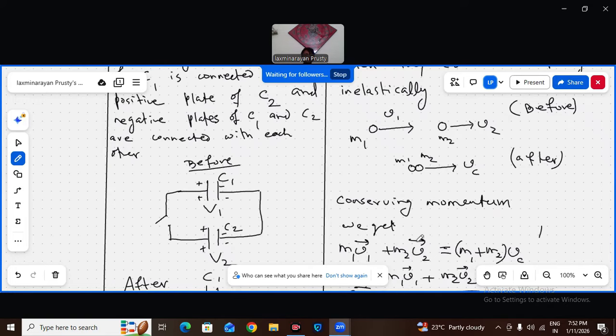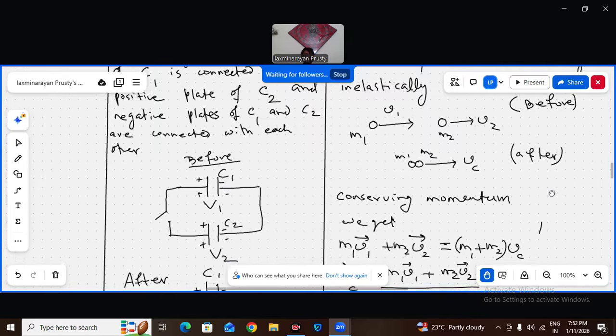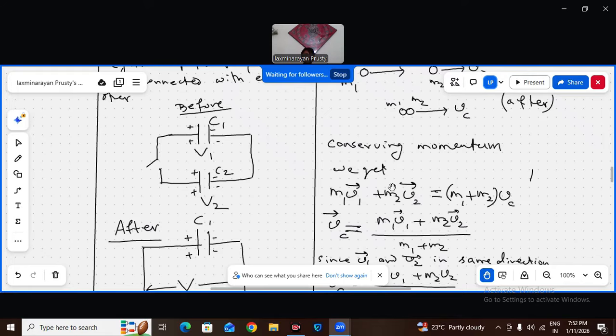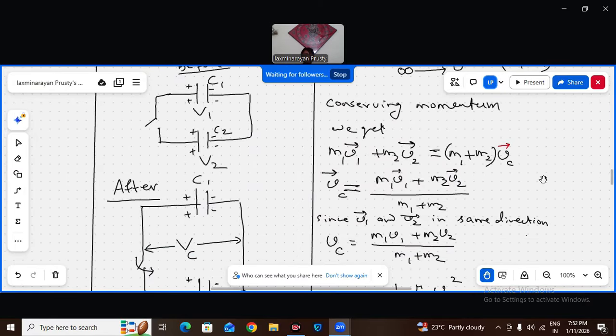So momentum conservation will apply. What do you get? M1 V1 plus M2 V2, same direction, equals M1 plus M2 times Vc. So we get Vc as M1 V1 plus M2 V2 over M1 plus M2. Since V1 and V2 are in the same direction, they will be simply added. So Vc is equal to M1 V1 plus M2 V2 by M1 plus M2. Is it okay? Same direction.